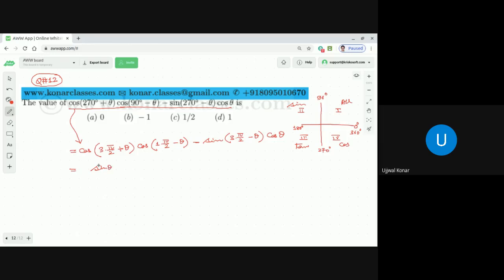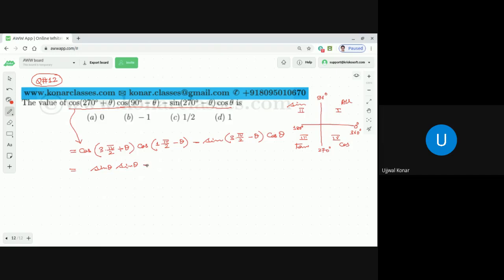But whether it is positive or negative depends on which quadrant 3 into pi by 2 plus theta is in. 3 into pi by 2 is here, plus theta means it is in the fourth quadrant. In the fourth quadrant, cos is positive, so it will be only sine theta. Now the next one, cos of 1 into pi by 2 minus theta. As 1 is an odd number, it should first become sine theta. Pi by 2 minus theta is in the first quadrant, where all are positive, so it will be positive.